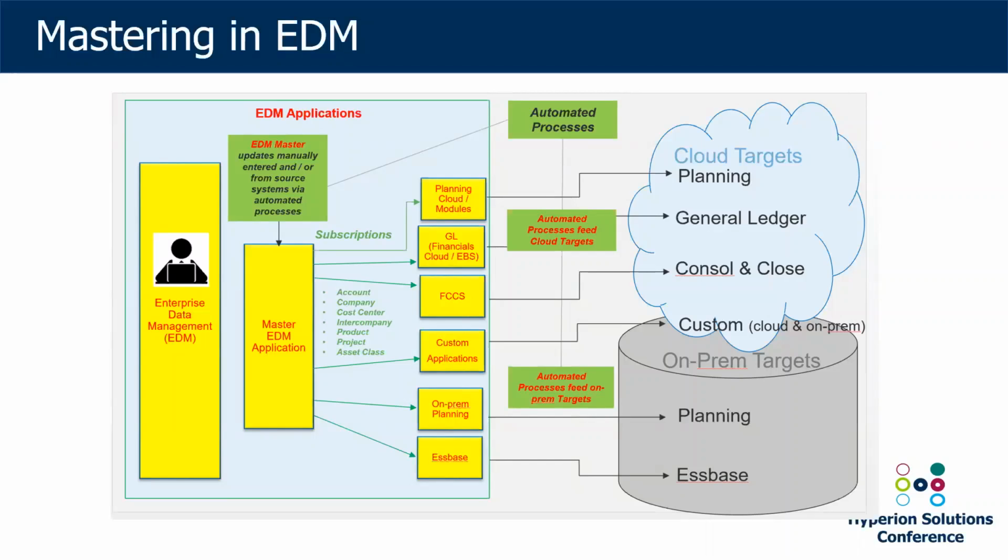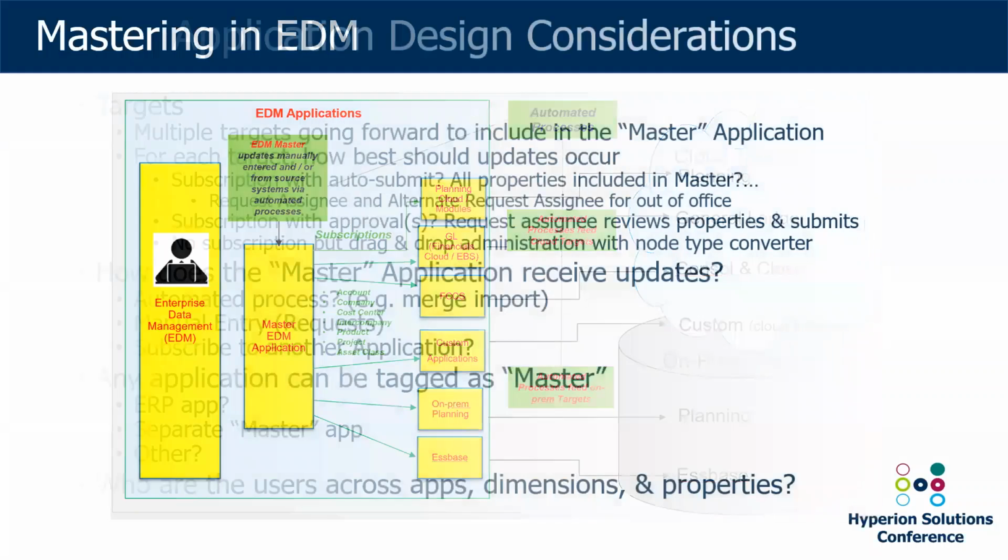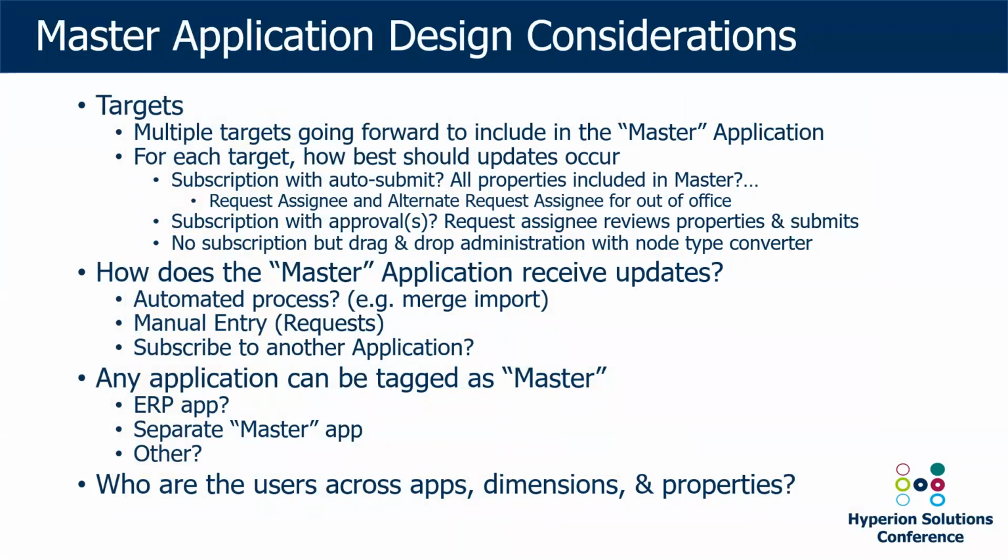In some cases, you may have tagged your ERP application as master, but in planning you've got alternate hierarchies. That's okay. You can set up planning to subscribe to the main hierarchy, but then within the planning application, you can maintain FP&A's alternate hierarchies. So there are a lot of ways to design it, but you're likely going to want to use some level of subscriptions within EDM to support that process. Again, we're talking about reducing the manual steps, the manual clicks and touch points.